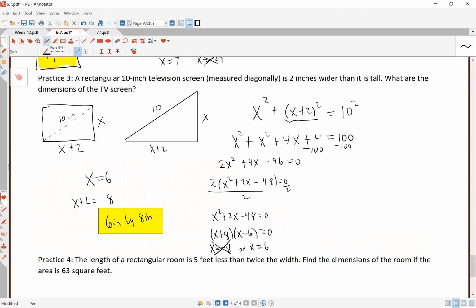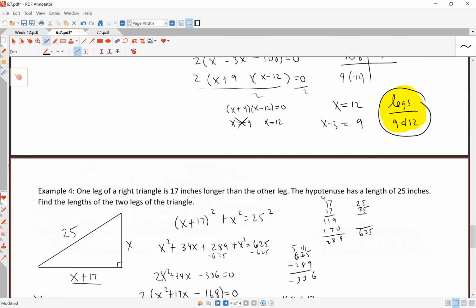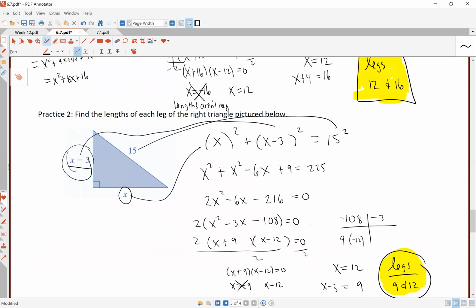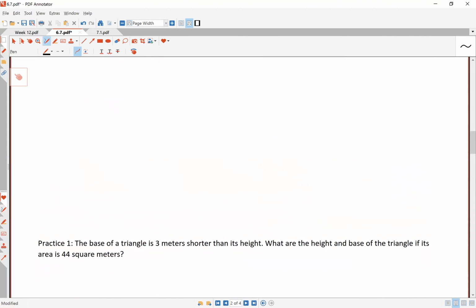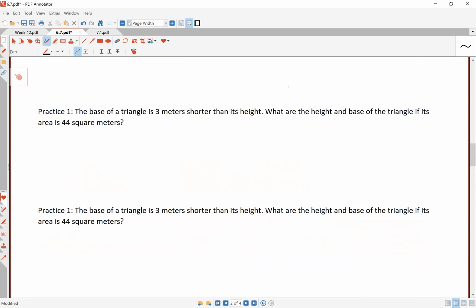But if I made the problem any bigger, like a regular TV, the numbers would be so hard for us to solve. So just for the sake of an exercise, I gave you a small TV. All right, practice 4 is an important one. This one is very similar to the problem that we did in example 2.